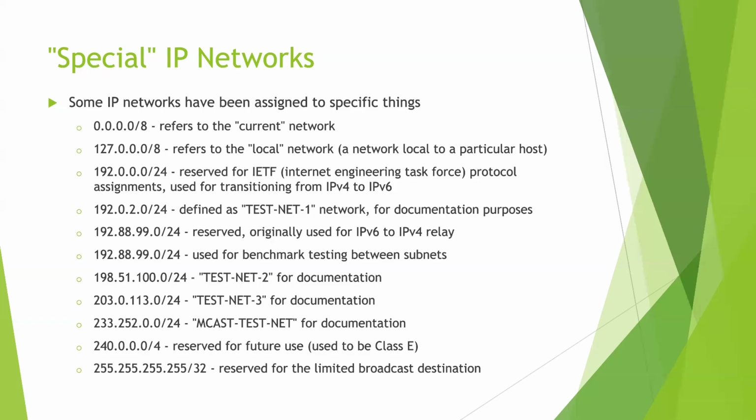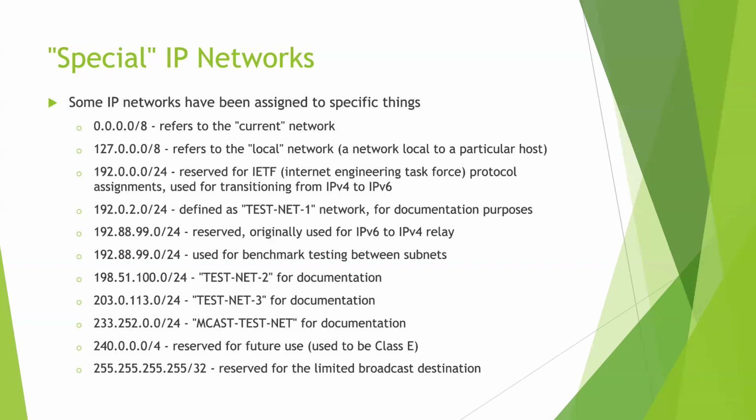198.51.100.0 is another test net. 203.0.113.0 is another test net. And then 233.252.0.0/24 is the multicast test net. So remember we talked about multicast a few minutes ago. That would have been the test net for your documentation purposes for multicast stuff.